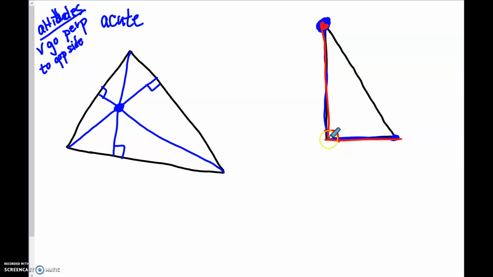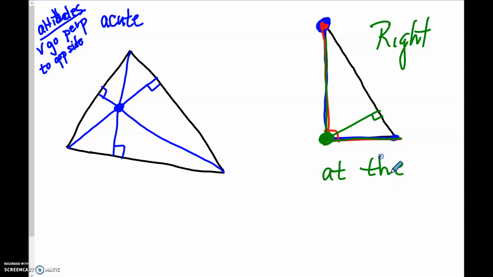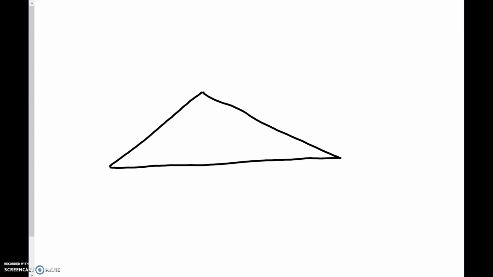And now in the last one, if we start at the vertex and go perpendicular to the opposite side, where did all of these points meet? So if you have a right triangle, where do they all meet? At the right angle. So remember, the circumcenter met at the midpoint of the hypotenuse, and this one meets at the right angle. Now if you think about your obtuse triangles, this one's a lot harder.